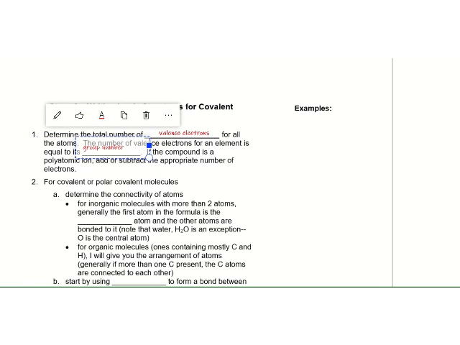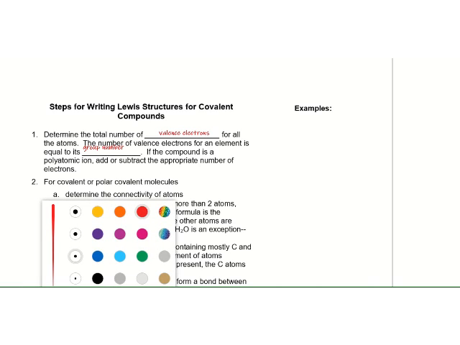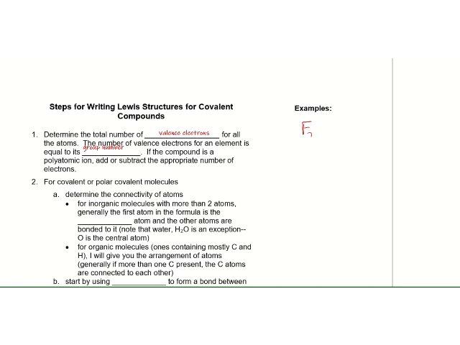So for example, let's go ahead and look at drawing the Lewis structure for the molecule of fluorine, F2. How many valence electrons does fluorine have? Well, fluorine is in column 7 of the periodic table, but there are 2 of them, so we have a total of 14 valence electrons.